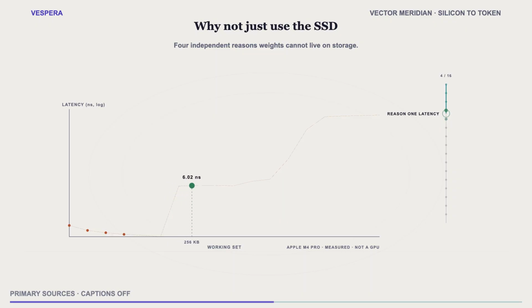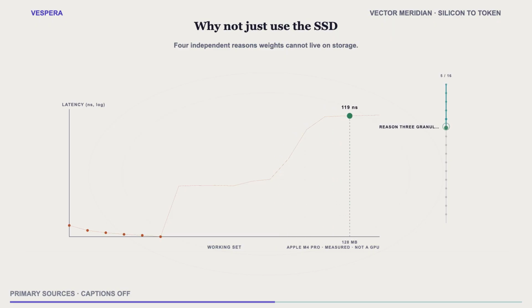times. Reason 2, bandwidth, sequential reads from that same SSD reach 6.3 gigabytes per second. Genuinely fast for storage. DRAM on the same machine reached 202. A factor of 32, and against an H100's HBM at 3,350 gigabytes per second, the SSD is 530 times slower.